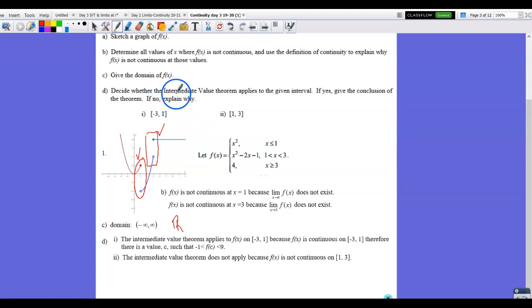In letter D, we're going to decide whether the intermediate value theorem applies to the given interval. If yes, give the conclusion of the theorem. If no, explain why.